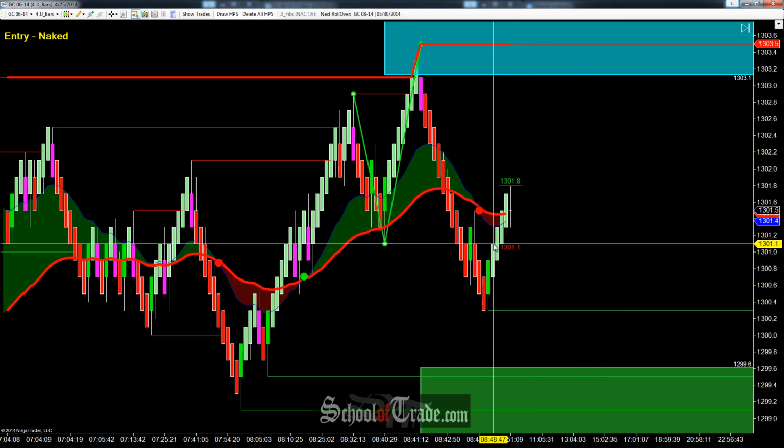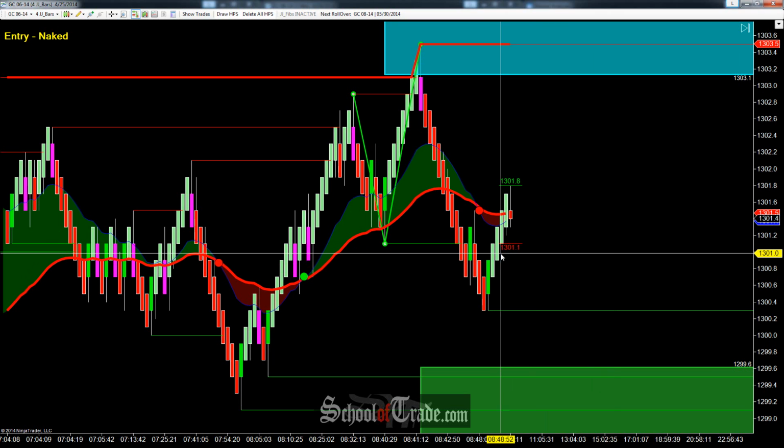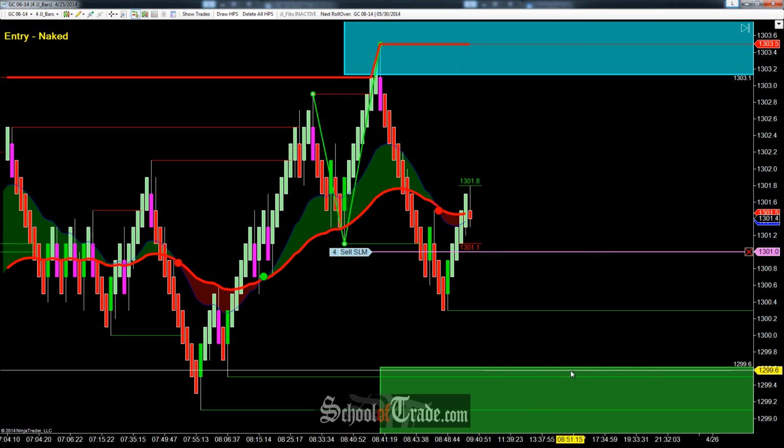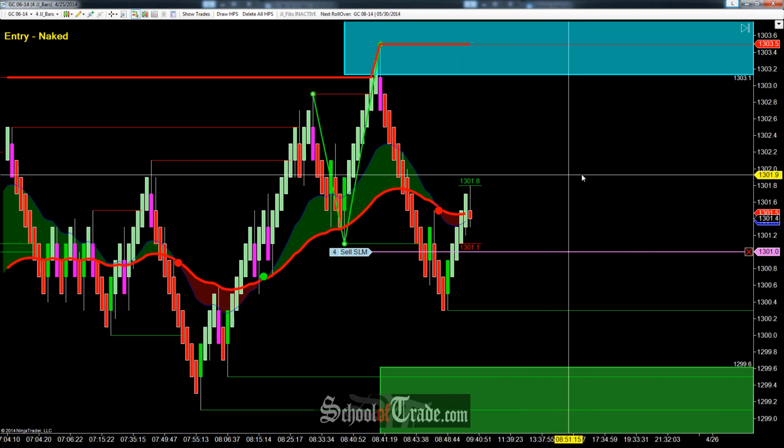Today we're going to be taking a look at a high of day rejection on gold into a simple wave pattern short. So we're looking at selling here at 1301 even on the way down to our support area here at 1299.6.